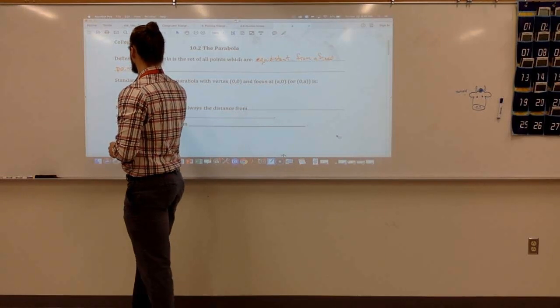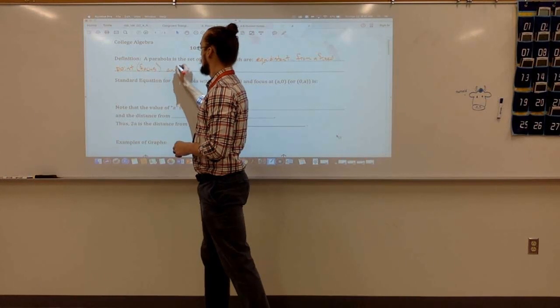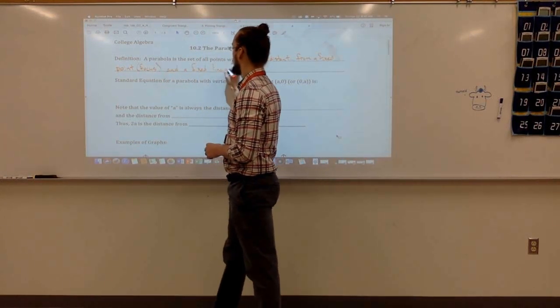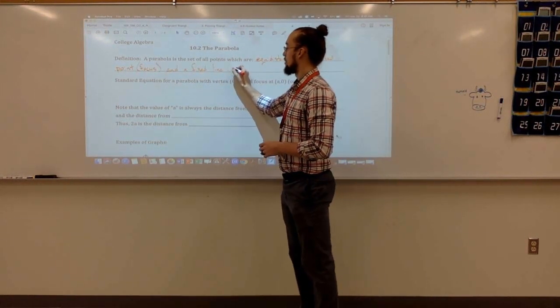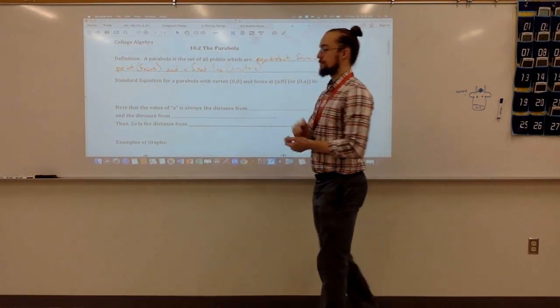That fixed point is called the focus, and a fixed line. And that fixed line is called the directrix.